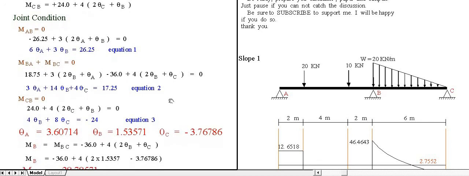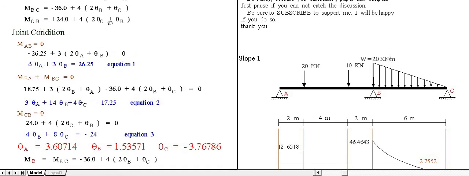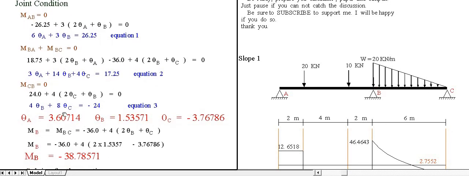Then last we have moment CB is 0, moment at C is 0. So CB, this is the one, copy this, 24 42 theta C plus theta B. Simplifying, the B comes first, so 4 theta B plus 8 theta C.